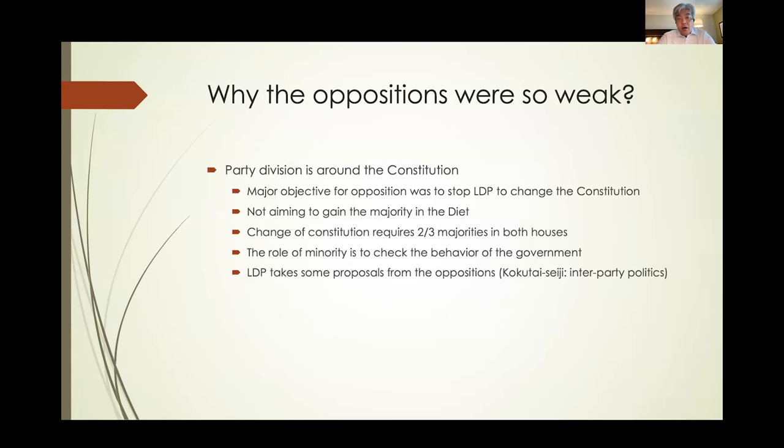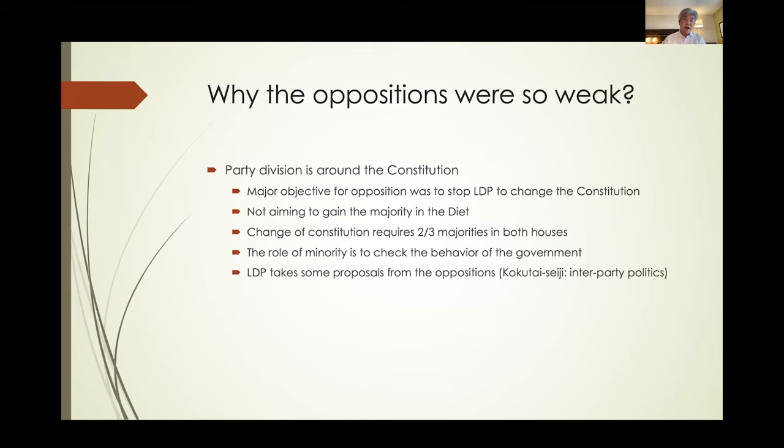Another point is the weakness of the opposition. The opposition, particularly the socialists, for many years considered that their position was not to take power, but to stop the LDP from changing the constitution, to put the brake on what the LDP tried to do. So they identified themselves as barking dogs against the political power. And this is a normative setting in Japan, that the liberals or the opposition are trying to check the government.